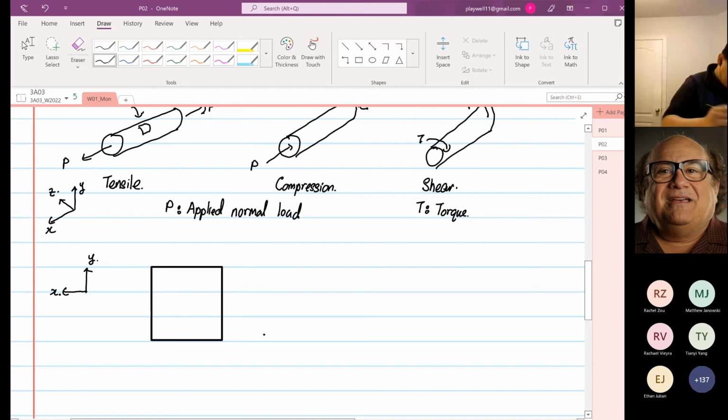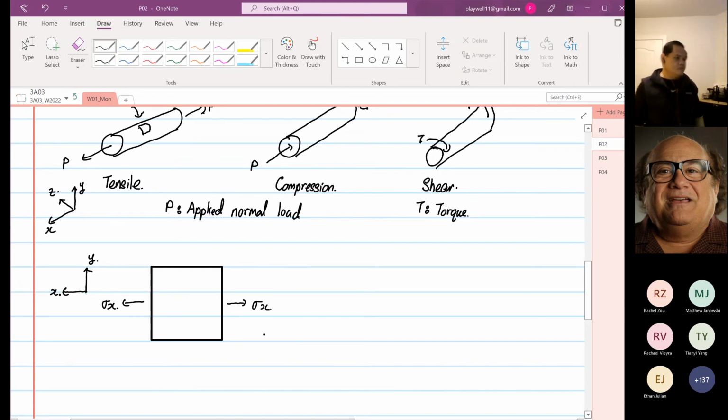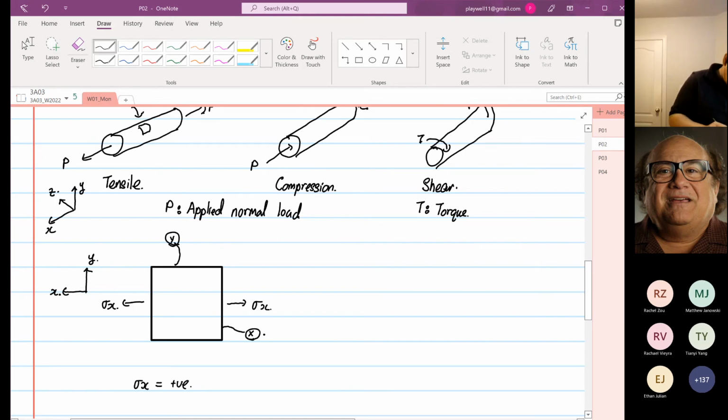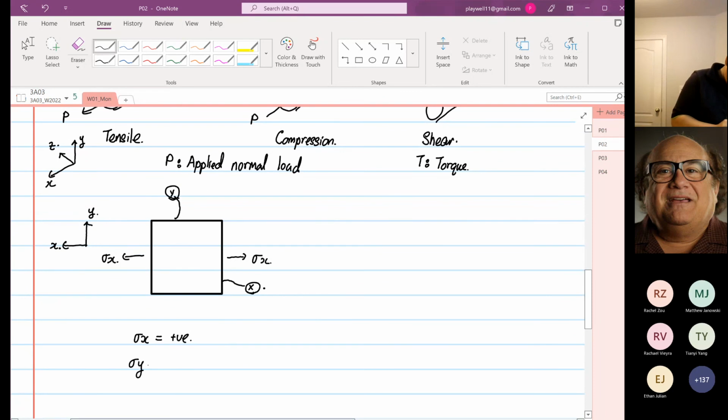this is stress X. Some of you may say, I've seen this before. This is uniaxial, right? Because the P is applied in the X direction. If I label this as point X and this as point Y, then my stress X is positive and my stress Y is equal to 0. So from here, we are going to construct Mohr's circle.